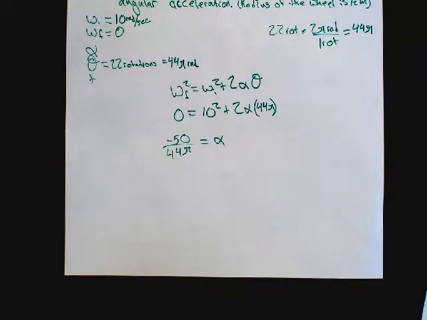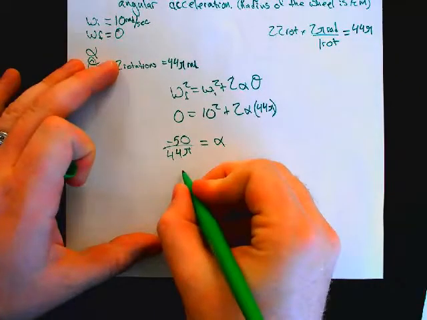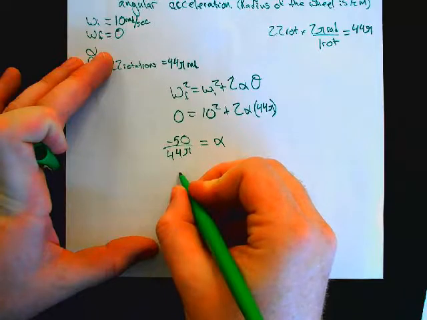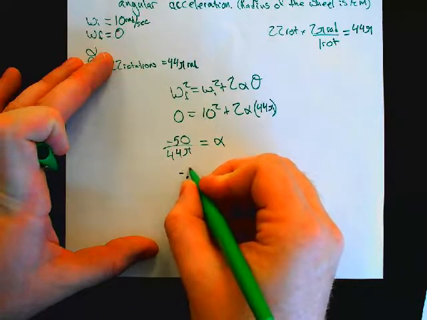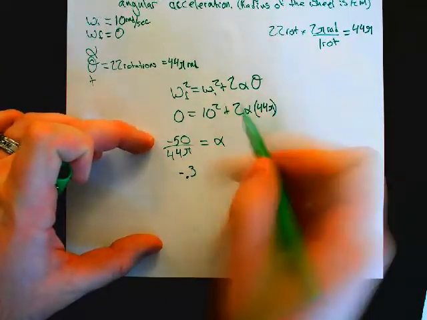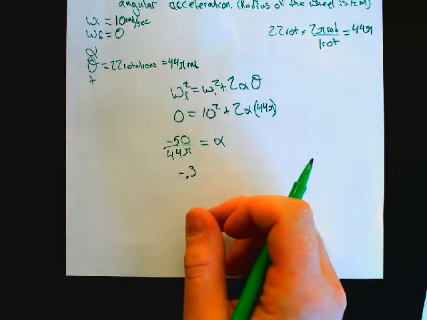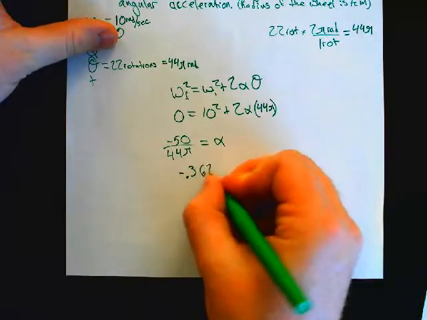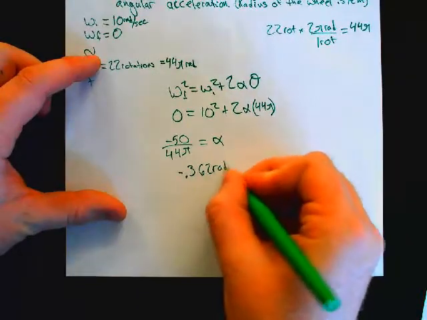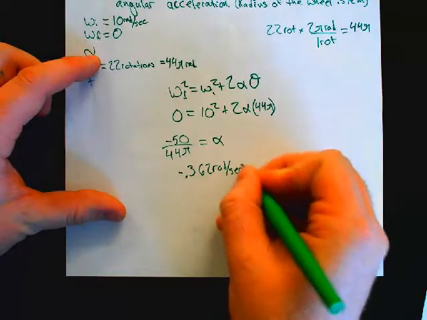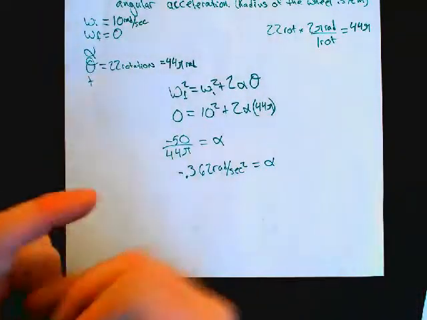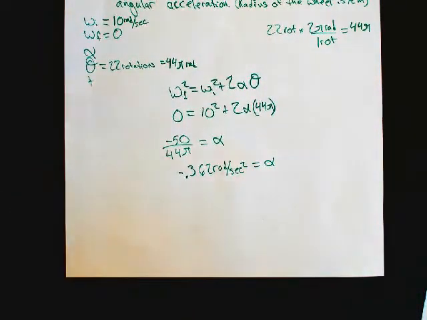Negative how much? But I divided by 2. Negative point how much? 6.2. And that should be radians, not rotations. Radians per second squared. Now, fortunately, since you didn't use a trig function at any point in this, what mode your calculator was in doesn't matter. Okay? Because you didn't use a trig function, it didn't matter that you were in degrees.